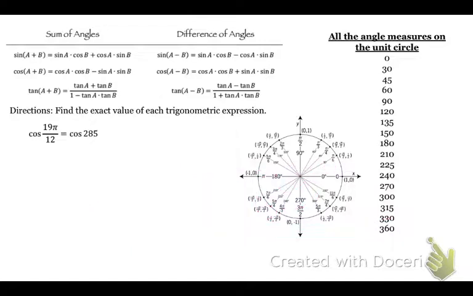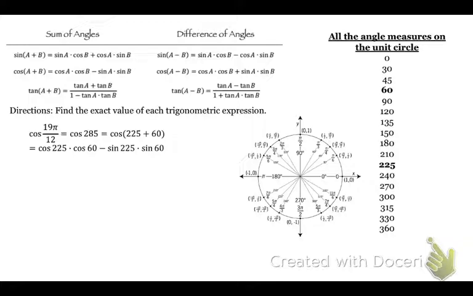Okay. So here, 285, let's use 60 and 225. You could have used 240 and 45. Whatever you come up with is fine. So that means cosine of 225 plus 60. So we're using the same one we used last time. So that's going to be cosine of 225 times cosine of 60 minus sine of 225 times sine of 60.